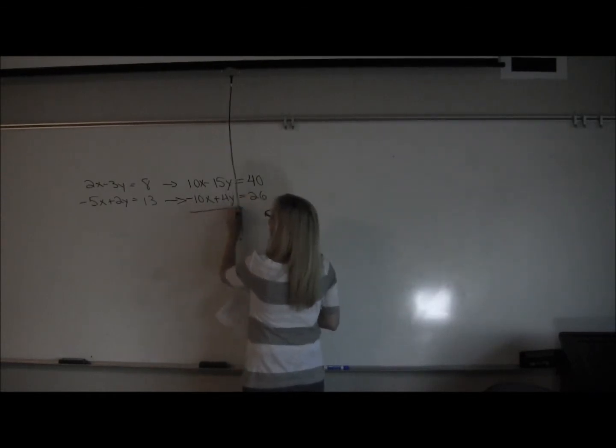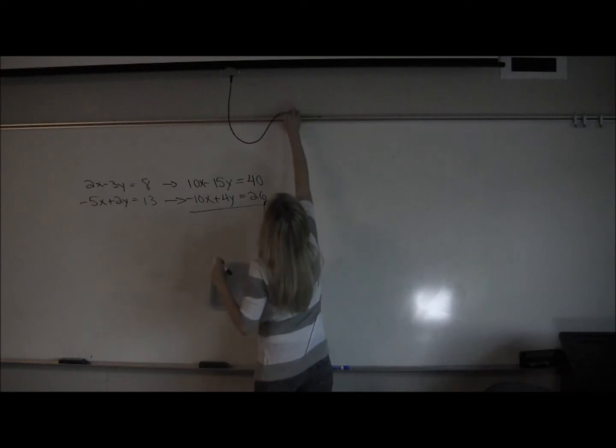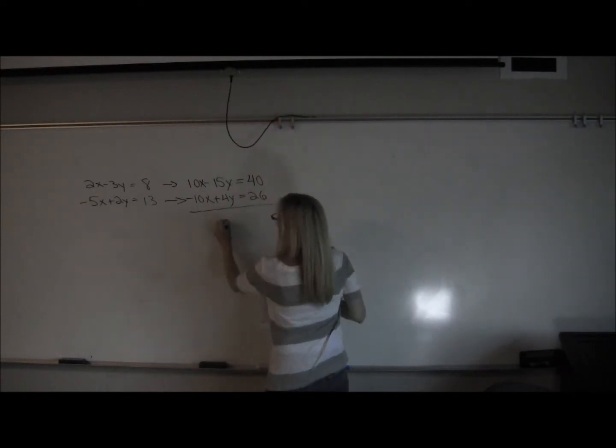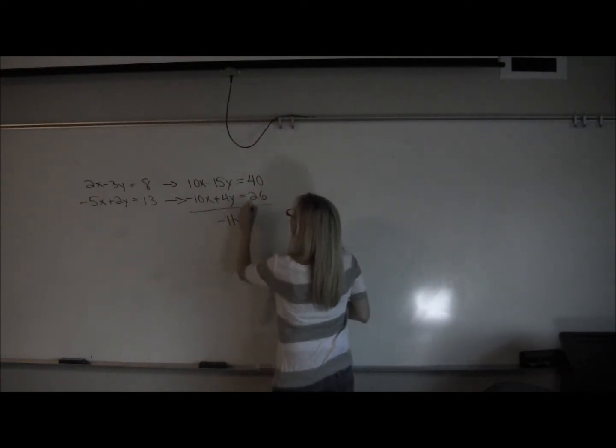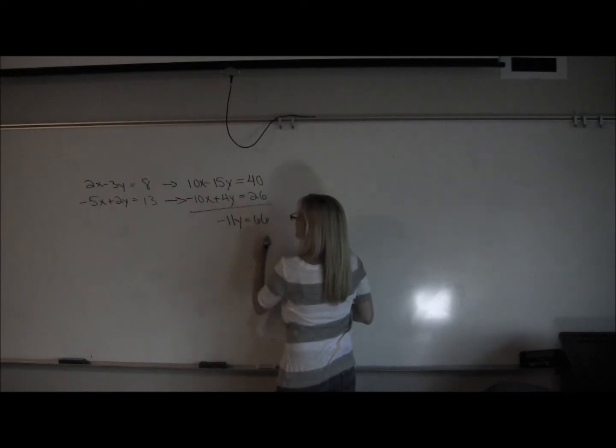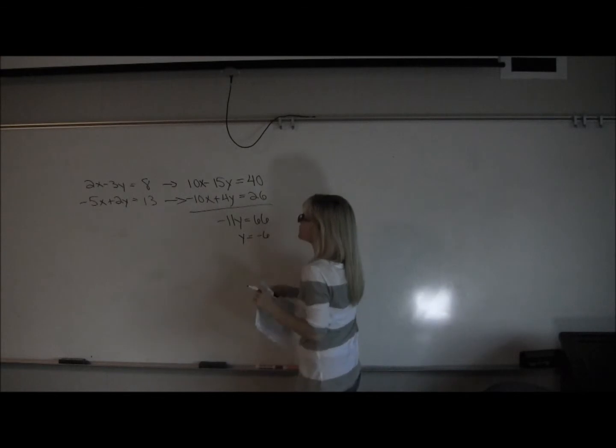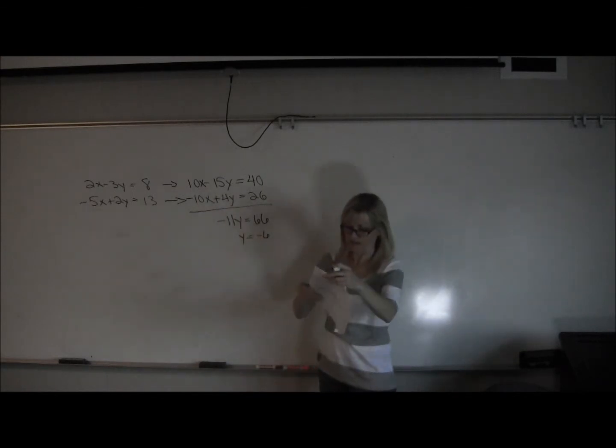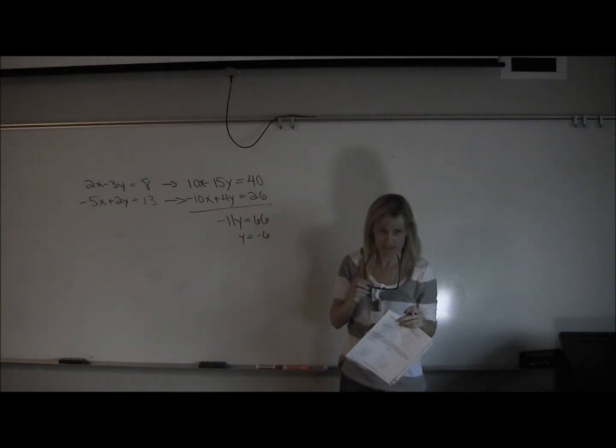So altogether, your x's go away. You get negative 11y equals 66. So y equals negative 6. And then when you plug this back in, your x will equal negative 5. Do you want to see that part too? Or you believe me? Believe you.